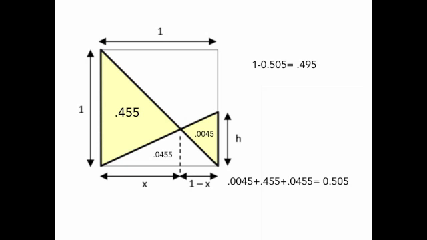The other area that's left over within the square can then be found by adding up the other areas of the triangles and subtracting that from 1. So 0.0045 plus 0.445 plus 0.0455 equals about 0.505. And then if you subtract that from 1, you get an area of 0.495.